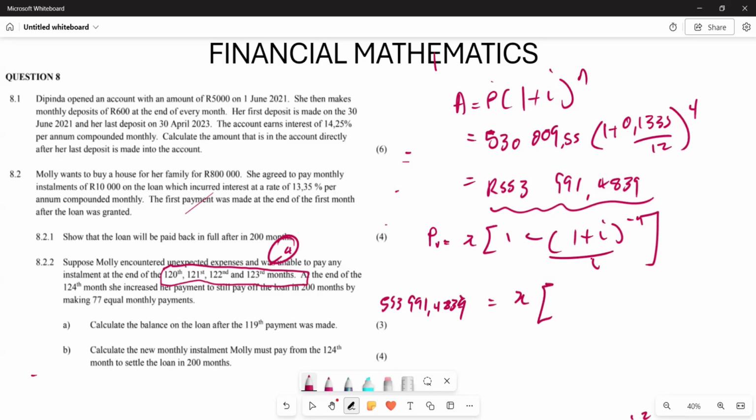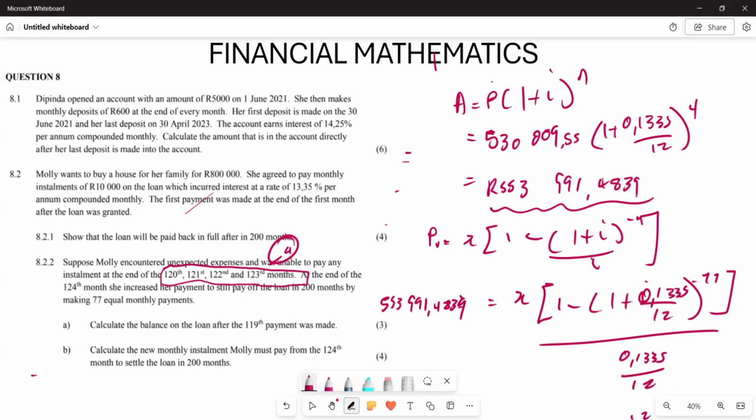Now what is this one? 1 subtract 1 plus 0.1335 over 12 to the power of negative n, for how long? This is for the remaining months, and the remaining months are 77. So this is negative 77, over 0.1335 over 12. Now we divide both sides by all these values, because we want to find out x. We multiply the side, then divide both sides.